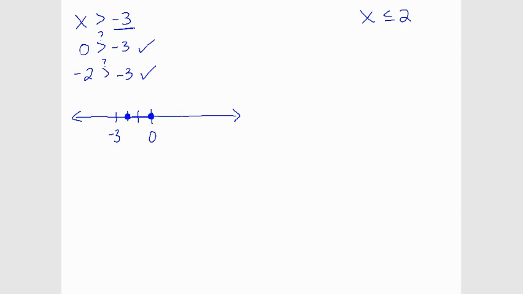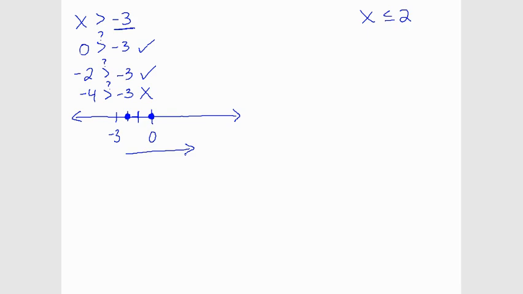What about -4? Is that greater than -3? And no, it is not. So we wouldn't want to put anything on -4. We don't want that to contain anything whatsoever. So it looks like the numbers are largely in this direction. That makes sense. We want all numbers greater than -3. So it would be in the greater than direction on the number line.